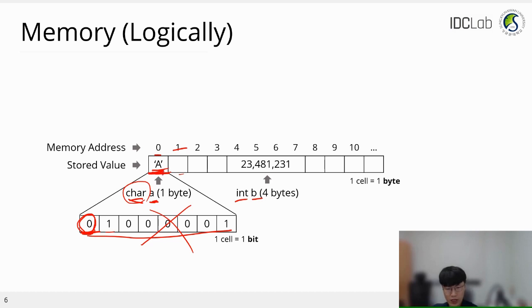So here we have capital A, whose ASCII representation is here, so 65 in decimal. And B is an integer type, and an integer type in C takes up 4 bytes of memory, 4 consecutive memory addresses. So here, B uses the memory space starting from address 4 to address 7, right? So these 4 bytes are used for B.